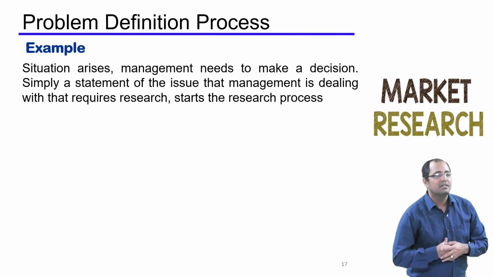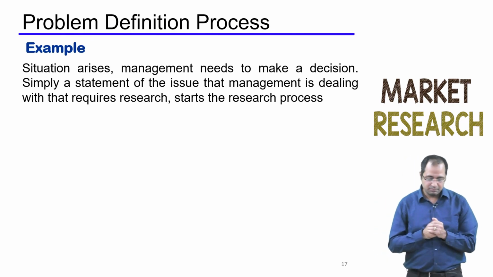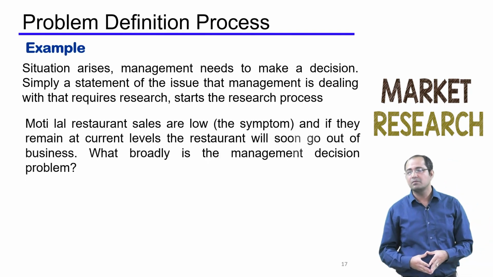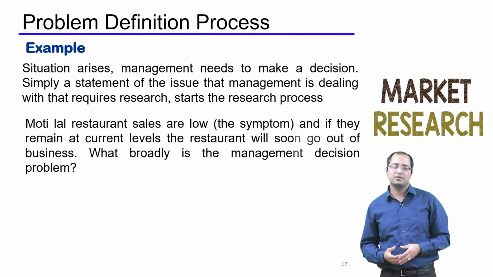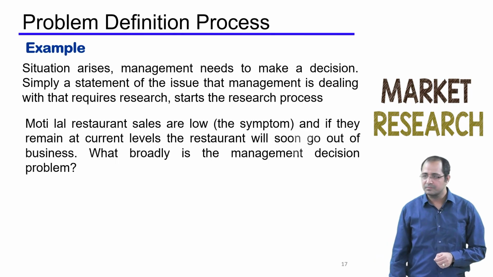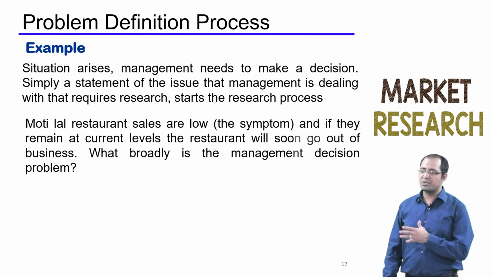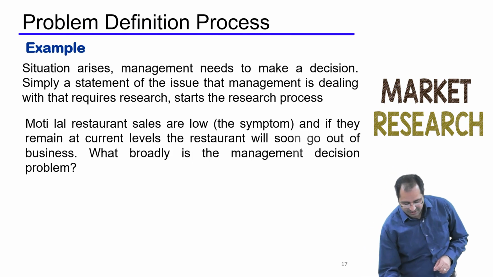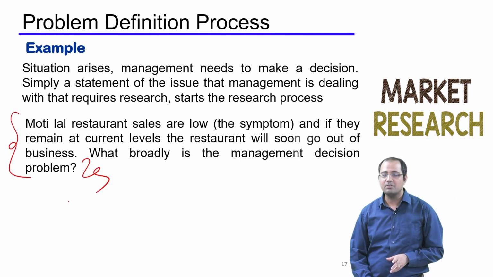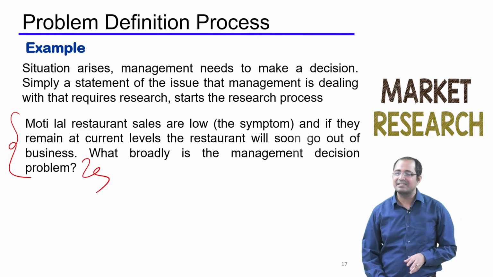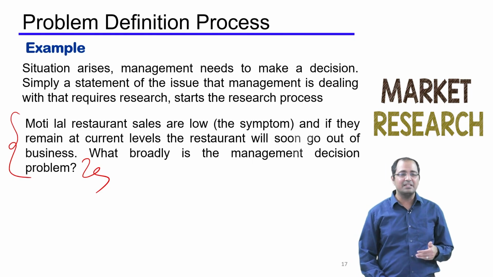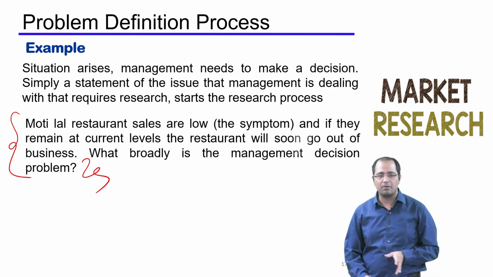Okay, let's look at the example now. There is a situation which is given, and we would just consider this example to see how the marketing research problem has to be written. So there is a situation right now, the management needs to make a decision. There is a restaurant called Motilal Restaurant. Sales are low, and if they remain at current levels, the restaurant will soon go out of business. What broadly is the business issue or the management decision problem?